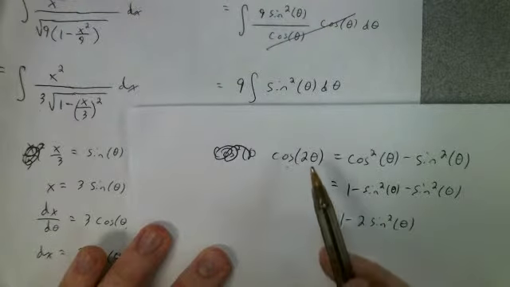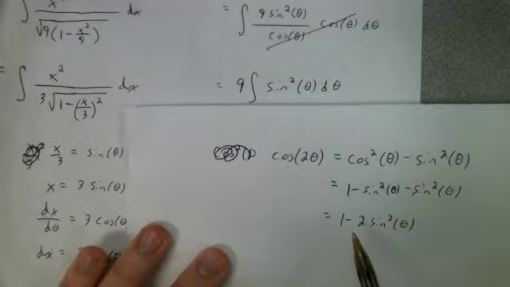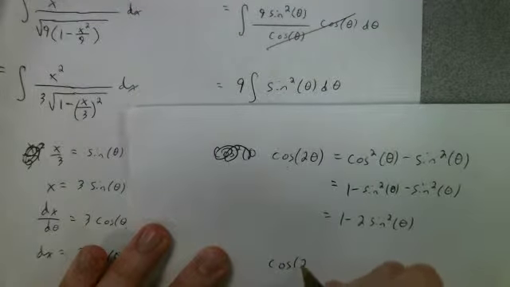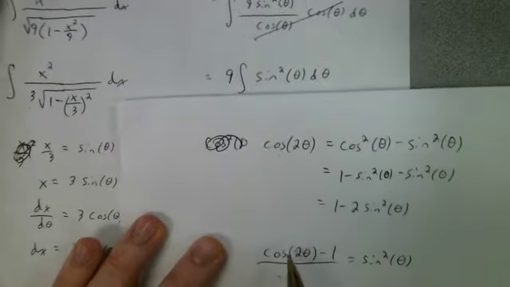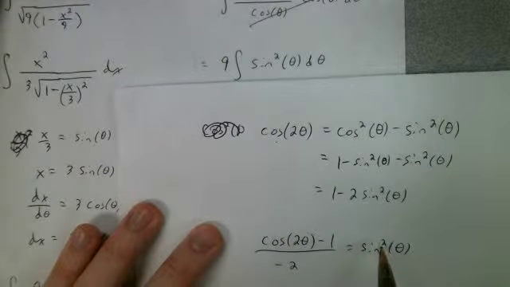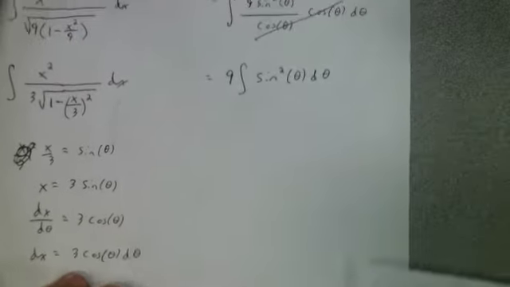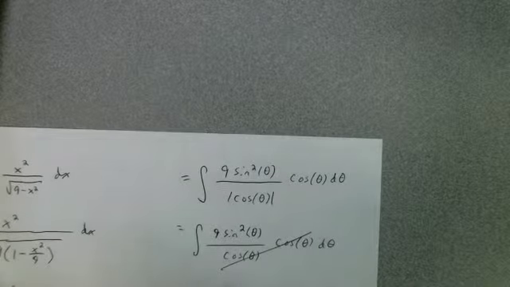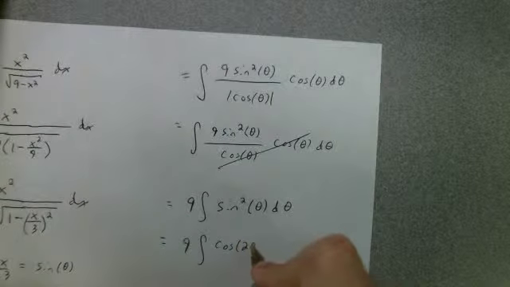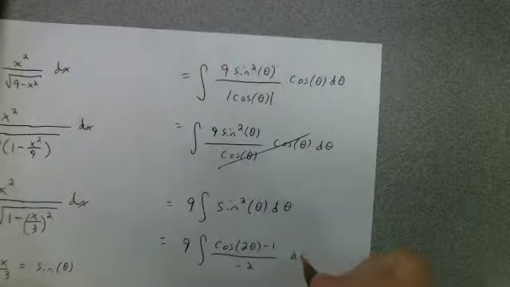So what I'm going to do is solve this equation for sine squared. I'm going to subtract 1 from both sides and divide by -2. So cosine of 2 theta minus 1 divided by -2 is sine squared. Yay! This guy's got an easy antiderivative. This guy's got a hard antiderivative. I'm going to take this guy and replace it with this thing: cosine of 2 theta minus 1 all over -2 d theta.